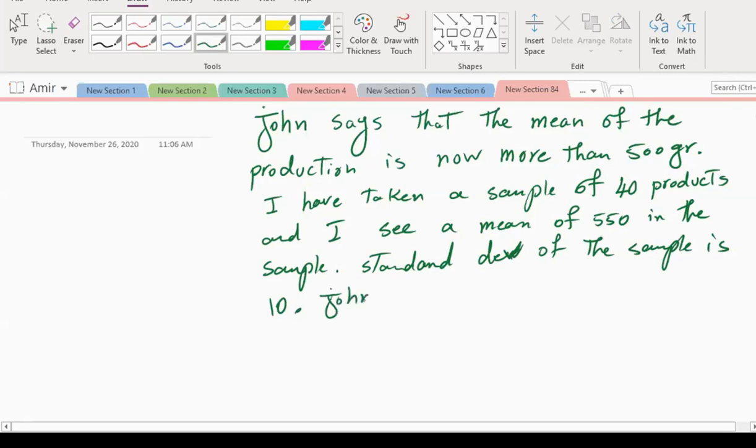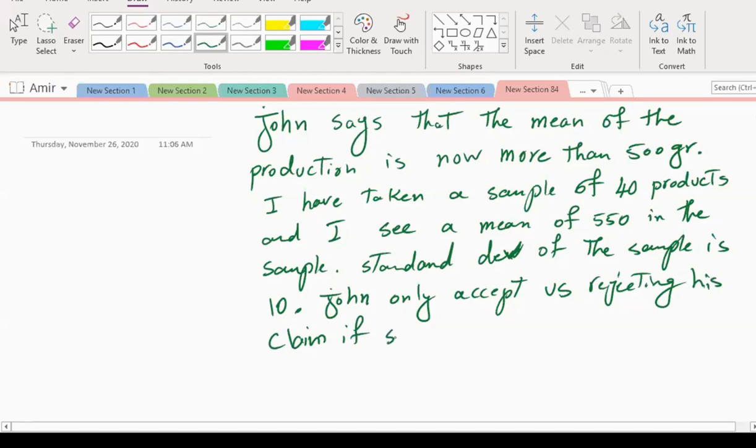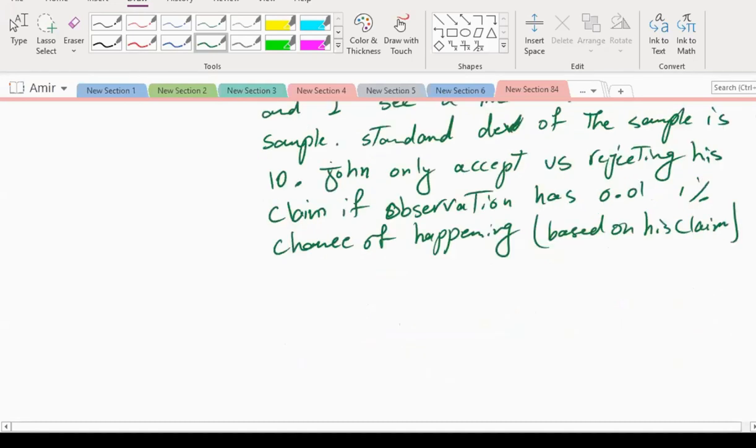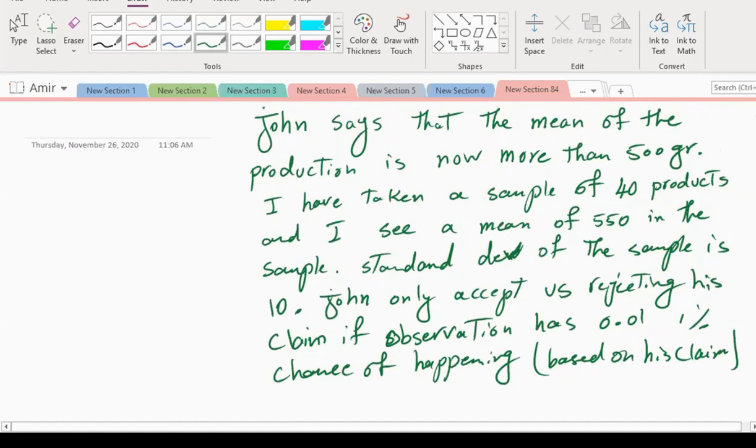John only accepts rejecting his claim if the observation has a 1% chance of happening. Based on his claim, alpha is 1%. So let's see what is going on.